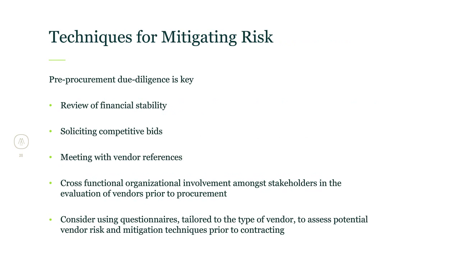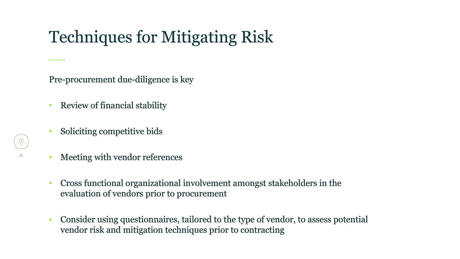Thanks, Weston. What are some techniques for actually mitigating vendor risk in advance of procuring and in advance of contracting? So really, due diligence is critical. It's a matter of understanding your vendors and the services they're going to provide. These are just some examples of proper due diligence to perform on vendors ahead of time. It's imperative, especially for these high-risk vendors, to review financial stability, to meet with vendor references if possible, and to have a competitive bidding process so you can maximize the value from your vendors.